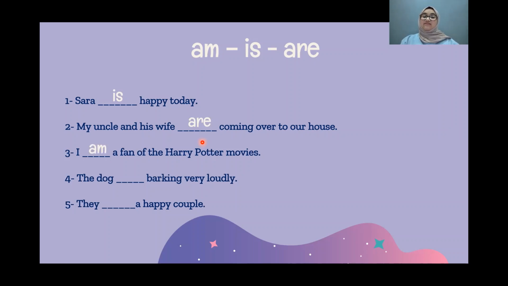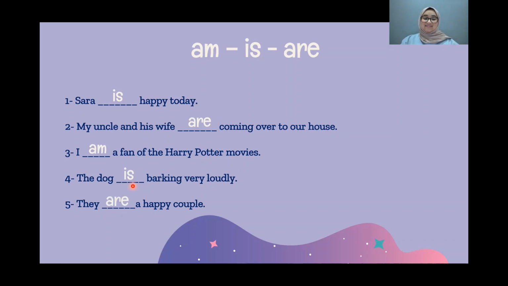I am a fan of the Harry Potter movies. As we said, with I, we use am. Number 4, the dog is barking very loudly. The dog is an animal and we use it for animals. And we said with the subject it, we use is.